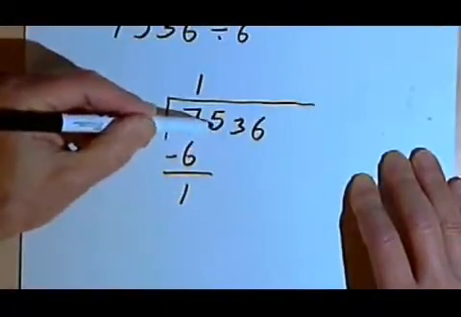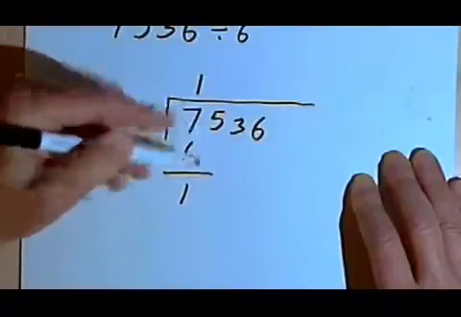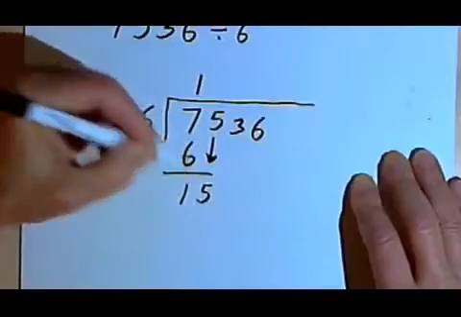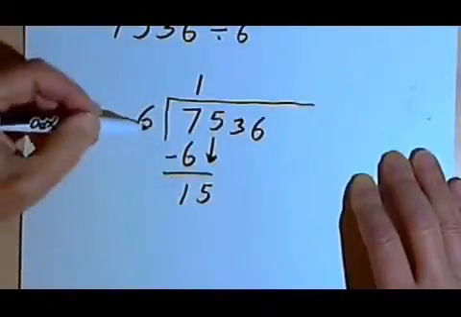Now what I'm going to do is bring down the next digit. So the next digit was a 5. I'm going to bring that down and put it next to the 1. So now I've got 15. And now I start again.